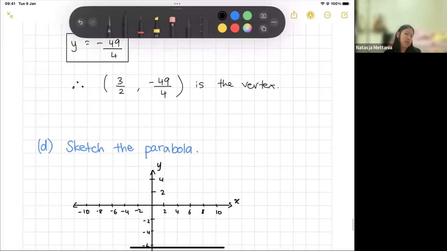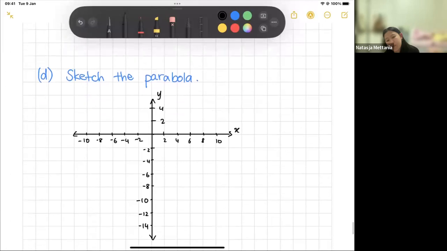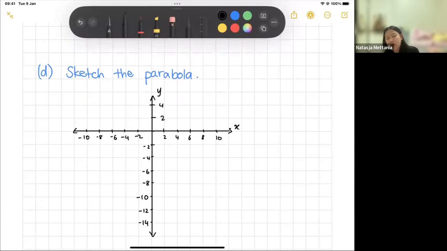And my last question is sketch the parabola. Now, sketch means you don't have to do it too neatly or too accurately, but if you've already done that many steps, just do it accurately. Why not? So to do this, rather than using a table of values, use the information that you have found in the previous questions.